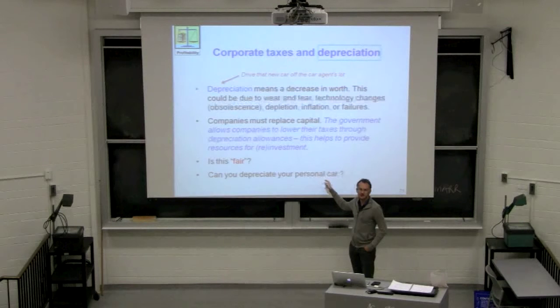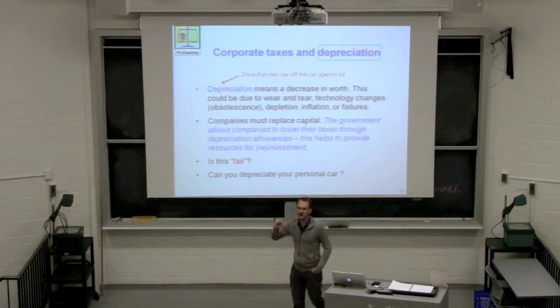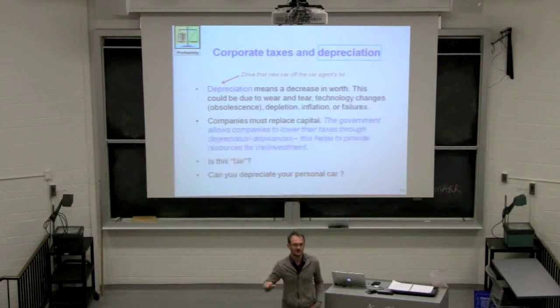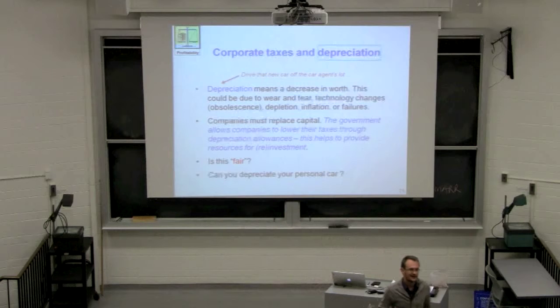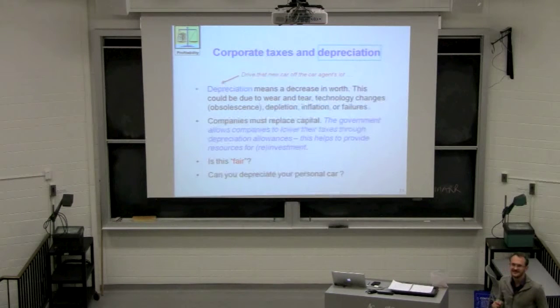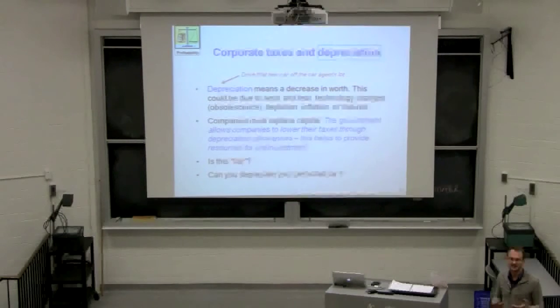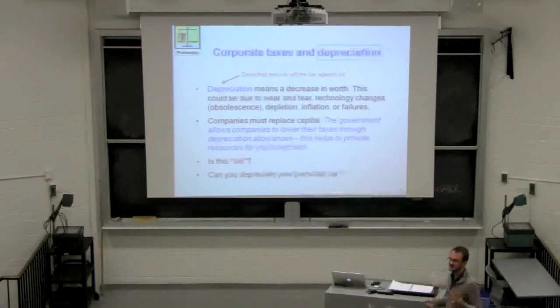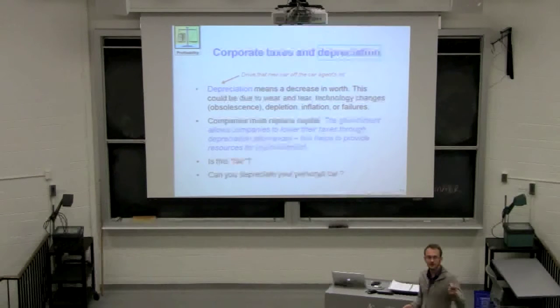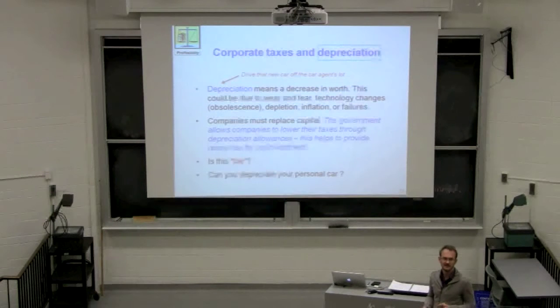You buy a new car for $40,000. Does the government say you can write off the value of your car over a period of time in small amounts? Okay. The government is very unfair when it comes to personal taxes versus corporate taxes. You cannot do that. But if you use your car for your own business that you've incorporated, then you can. Okay.